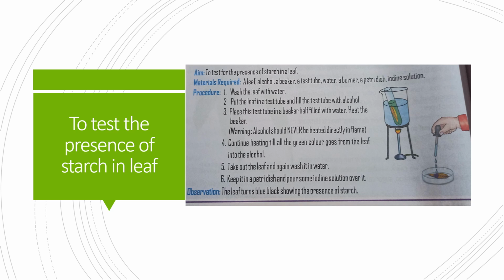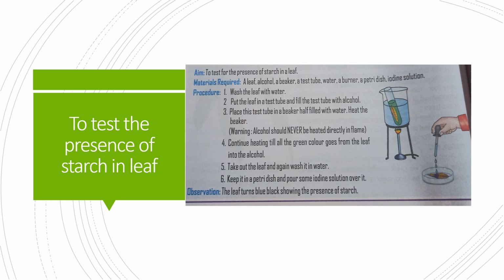Okay, after some time, what you will observe is that alcohol is colorless. But when you dip the leaf in alcohol and heat it, after some time you will see that the color of the leaf has gone into the alcohol solution. Now you will take out the leaf and again wash it with water. Then keep it in a petri dish and pour some iodine solution over it.